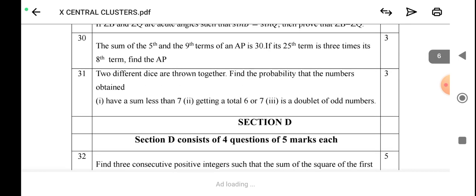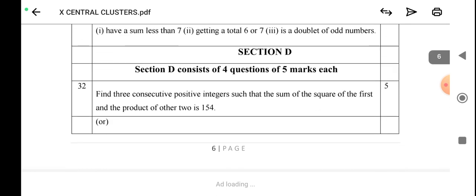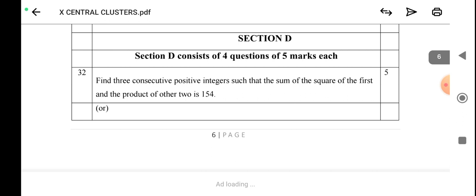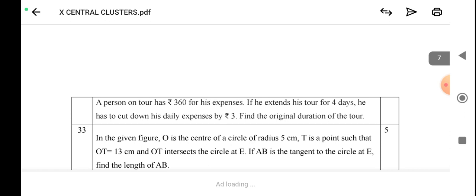Clear, check. Then section D. Again in section D, one of the questions is in the portion. Usually motorboat upstream, downstream and all they used to ask in some papers, but they have asked consecutive positive integers, which was there in the portion. 32nd question. Then another one is two expenses. Again, it is there.